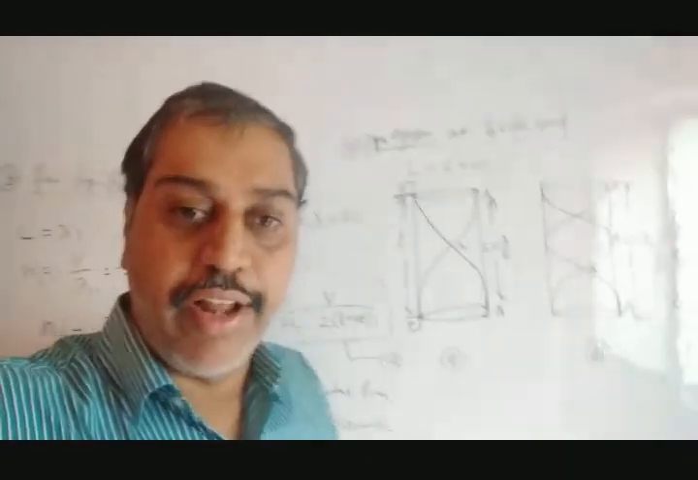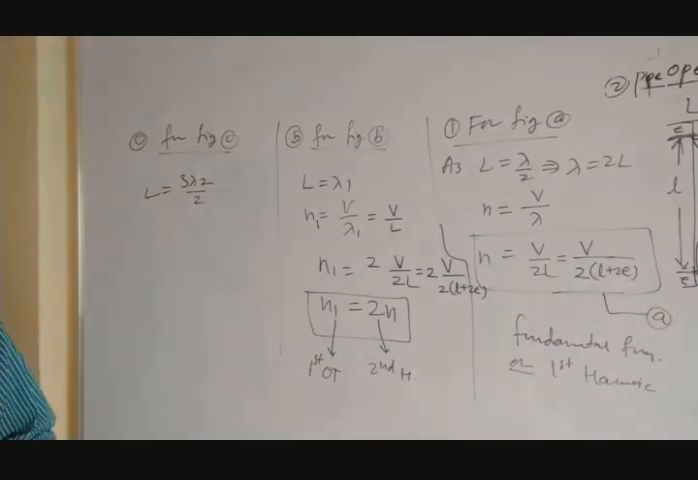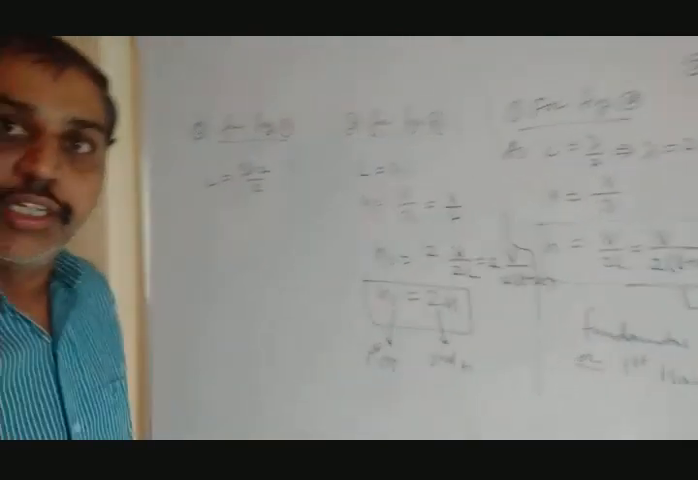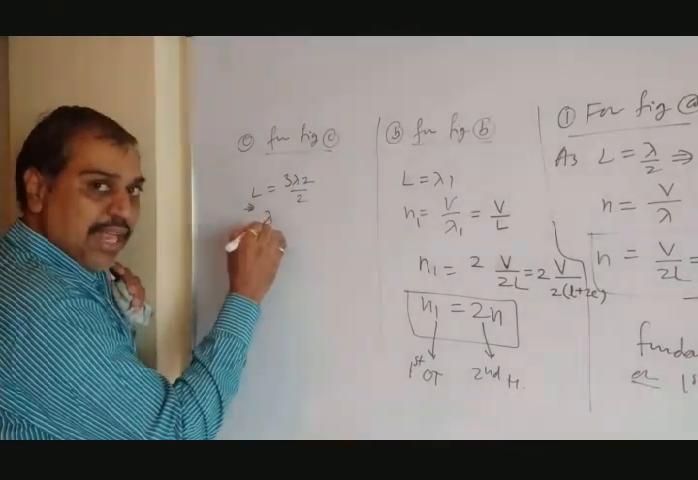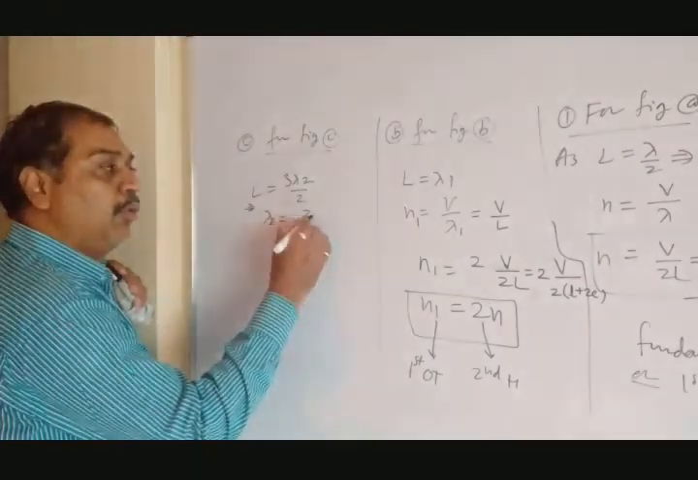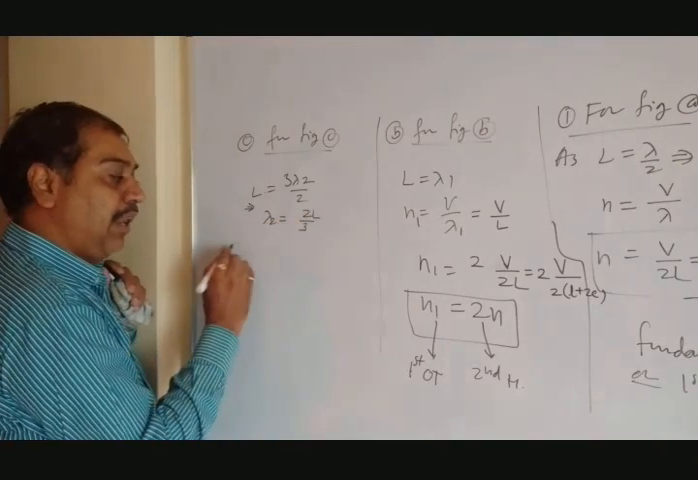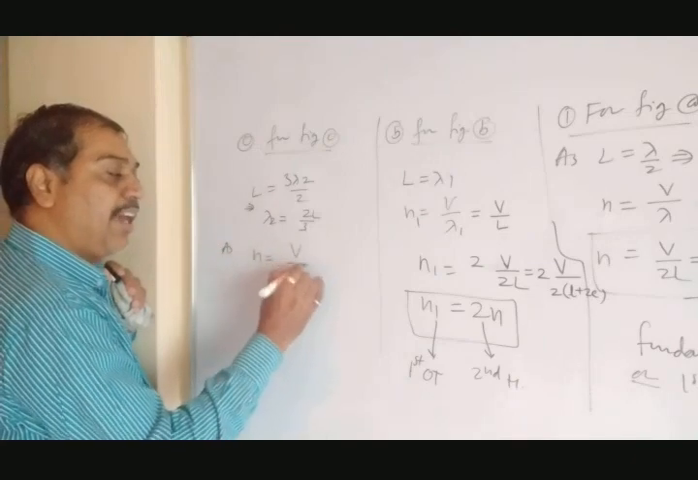For that figure, we are going to draw it here. As we know, L equal to thrice lambda by 2, which we have drawn. Now just find out the value of lambda 2. This equation implies that lambda 2 equal to 2 by 3 L. And as we know, n equal to V divided by lambda.